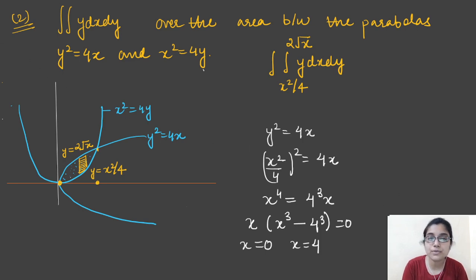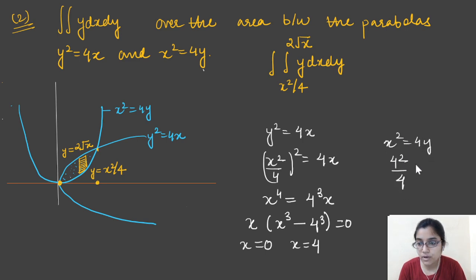Now what you have to do is that you can either keep it in y square is equal to 4x, or you can keep it in x square is equal to 4y to find out the value of y. So do one thing, keep it in x square is equal to 4y. So what you are getting, 4 square by 4 is equal to y, because x is 4. Okay, so when x is 4, you will get y is equal to 4.